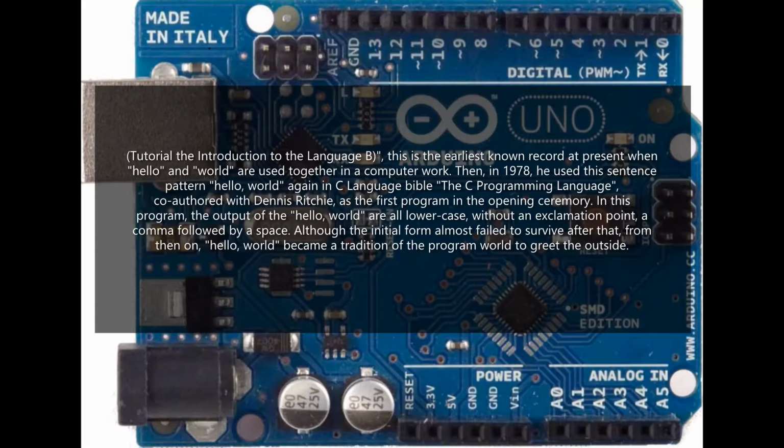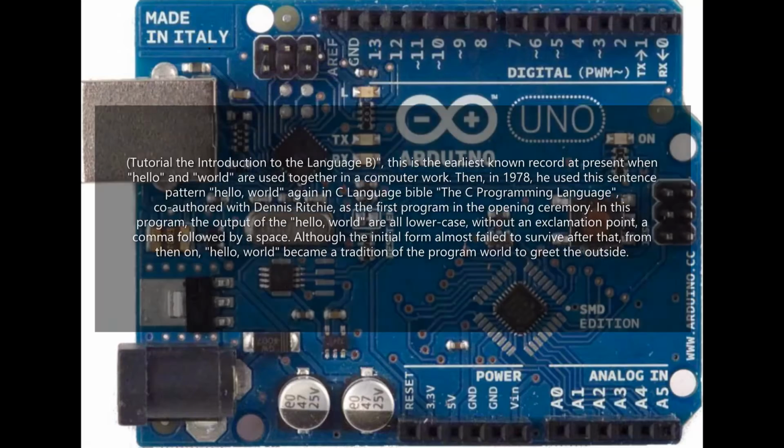Then, in 1978, he used this sentence pattern "Hello World" again in the C language bible, The C Programming Language, co-authored with Dennis Ritchie, as the first program in the opening ceremony. In this program, the output of "hello, world" is all lowercase, without an exclamation point, with a comma followed by a space. Although the initial form almost failed to survive after that, from then on, Hello World became a tradition of the program world to greet the outside.